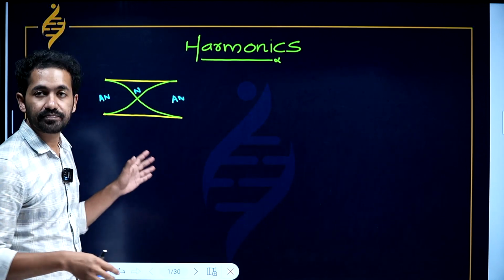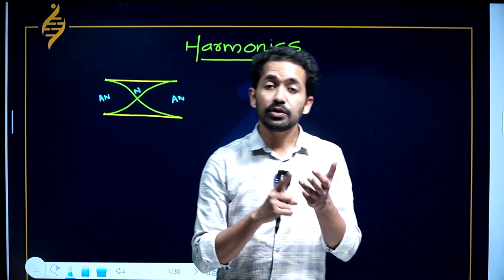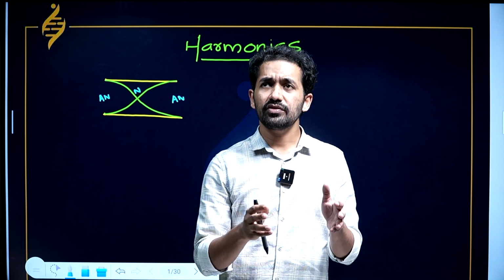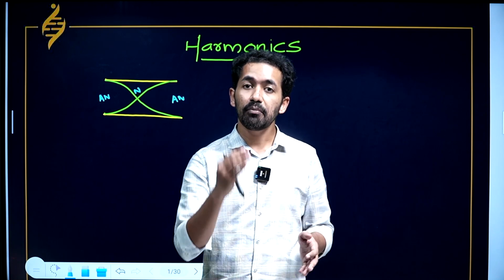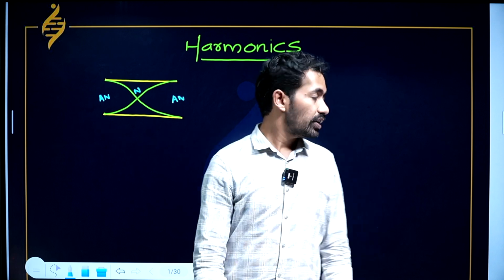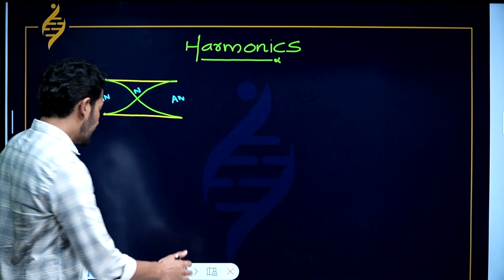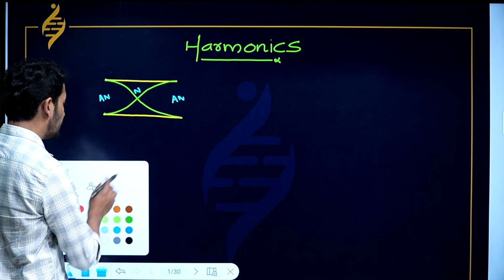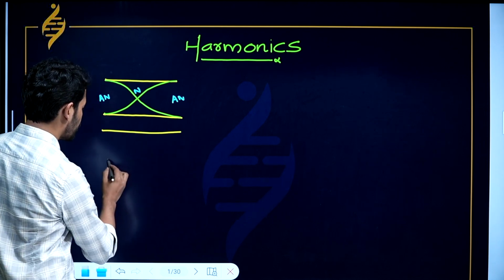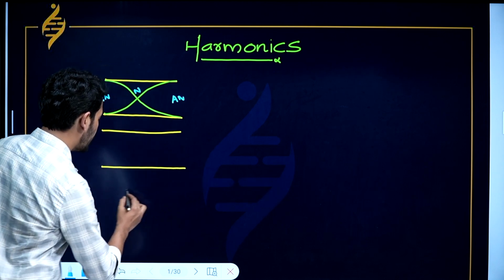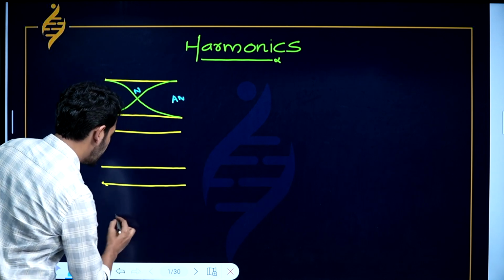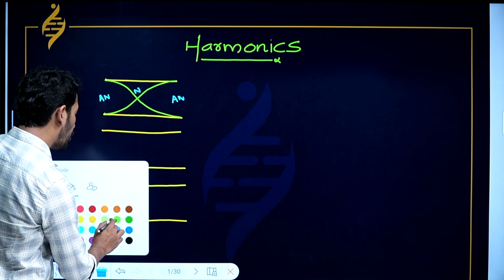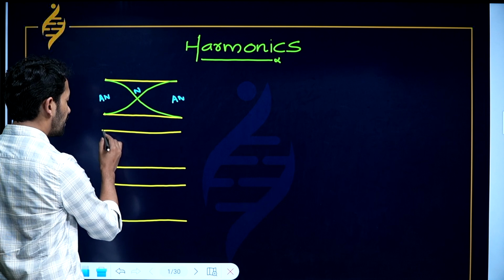Actually we are having first mode, second mode and third mode. What do you mean by mode? Mode means level 1, level 2, level 3, like that. Mode 1, mode 2, mode 3. In the case of an open pipe, now let us draw the second mode. I will draw my second mode here, and we will draw the third mode here. An open pipe will have both ends open.